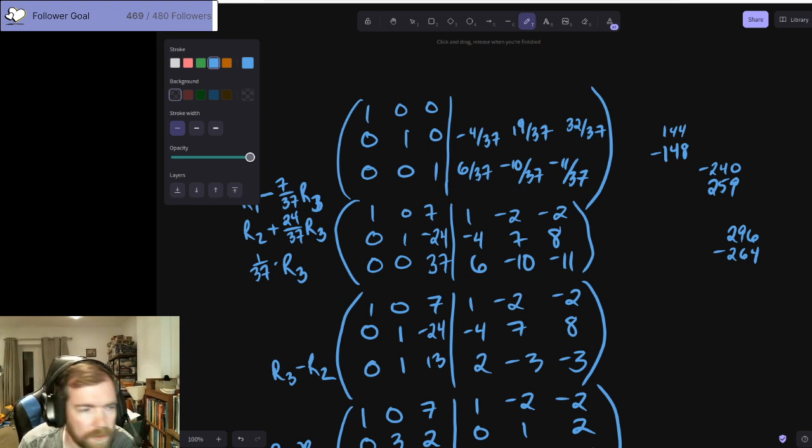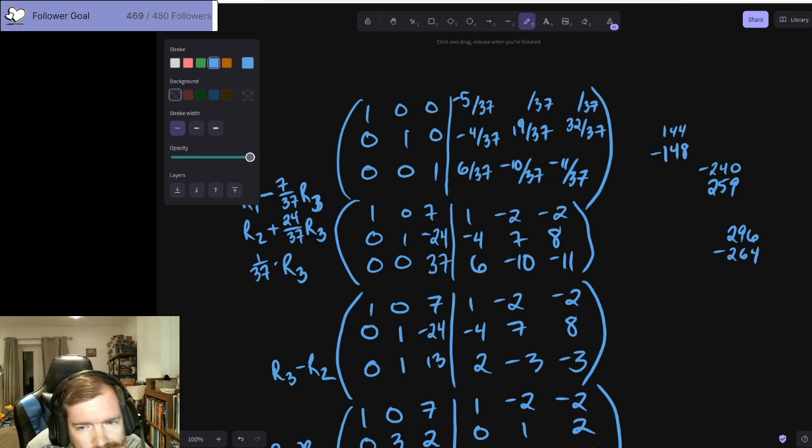Alright, up top. Row 1 is a 1. So that's 37 37ths. Alright, 37 37ths. Minus 6 times 7 is 42. So 37 minus 42 is negative 5 37ths. Oops, I went the wrong way. Yes, it's a negative 42.